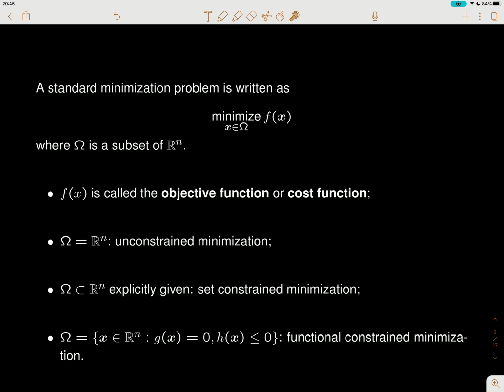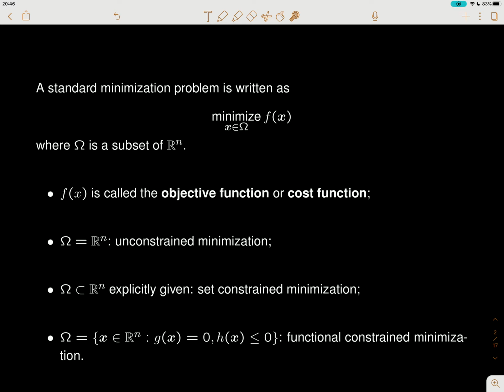And then this right here tells us where you should find your minimizer. The omega tells you the set where you can find your minimizer, or actually gives you a constraint that your x has to be in this set. In the simplest case, the omega is just R^n itself. In this case, we call this an unconstrained minimization. That means you can search wherever you want and just try to minimize this f. This is the unconstrained case.